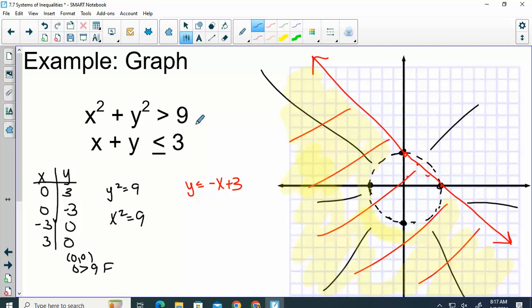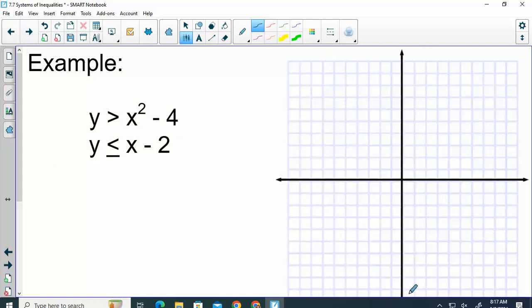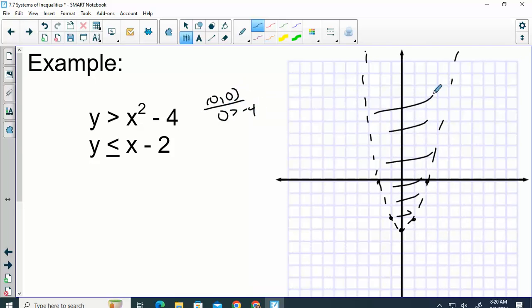Do you guys think you can try a nonlinear one? Here's your problem to try. y greater than x squared minus 4, that's a parabola shifted down 4. So we could think about our transformations for that. Solid or dashed? Dashed. Okay, so if you're trying to decide where to shade, you put in 0, 0. You get 0 is greater than -4, which is true. So we are shading inside this parabola.